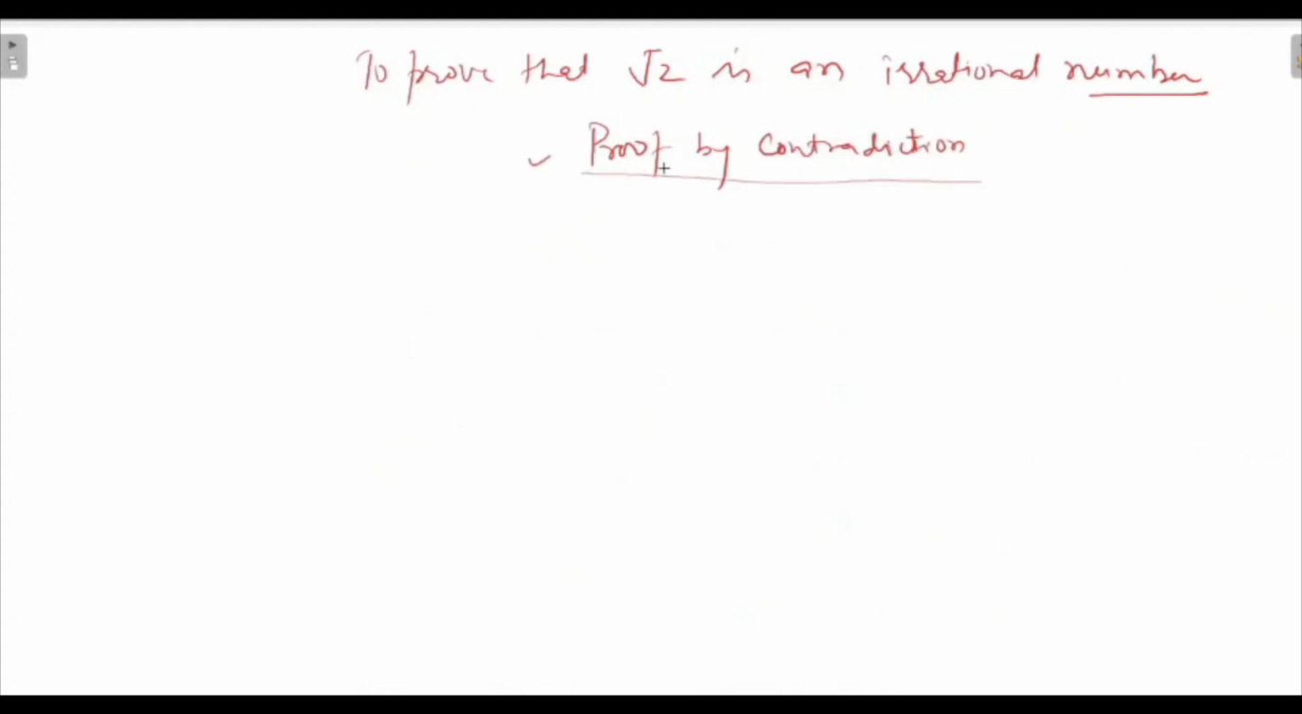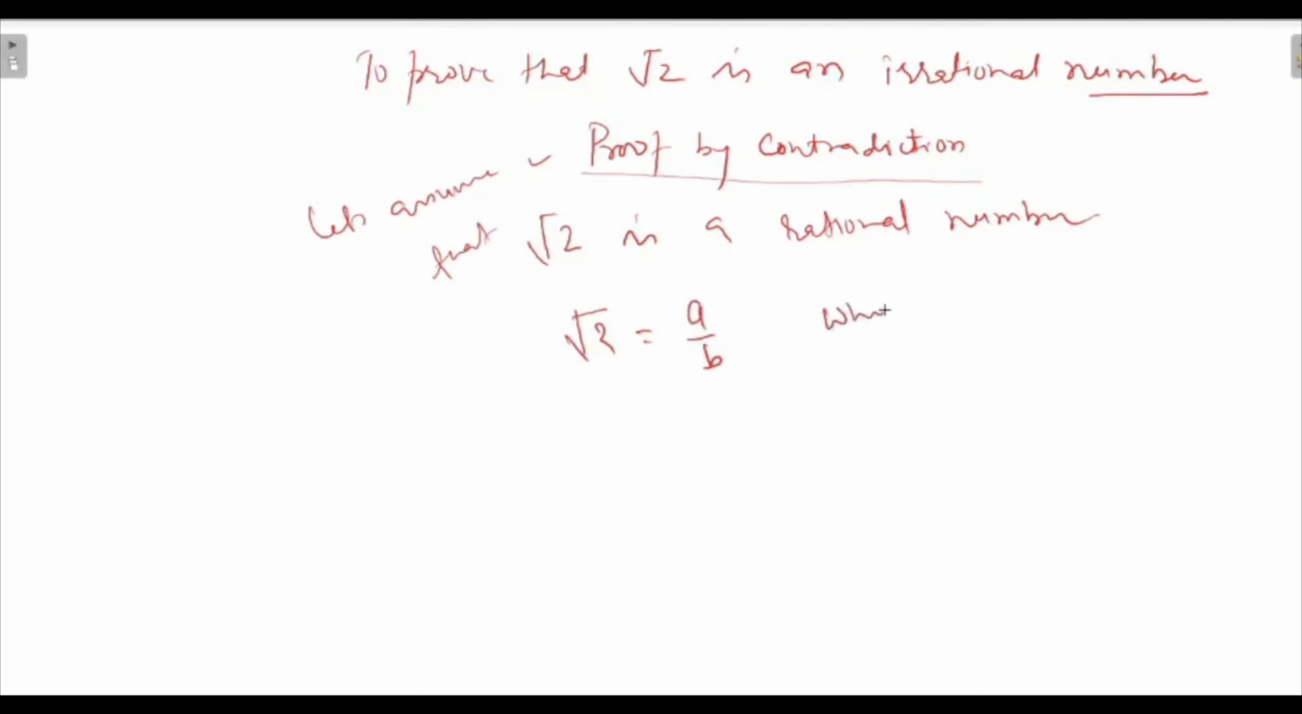Now in this case, when I'm saying that I have to prove that root 2 is an irrational number, what I write here is that root 2 is a rational number. So we will say, let's assume that root 2 is a rational number. If root 2 is a rational number, then I can represent it as a by b, where a and b are integers and b is not equal to 0. Also, a and b are co-primes.